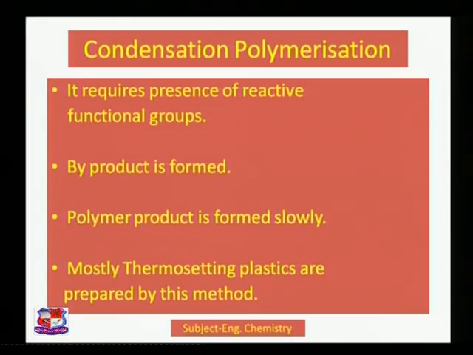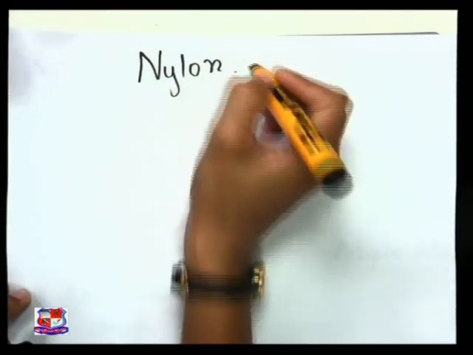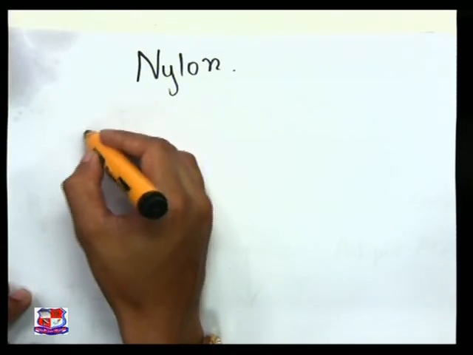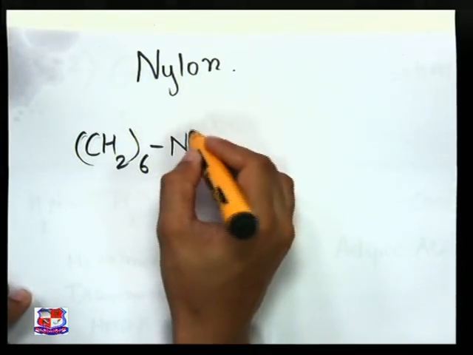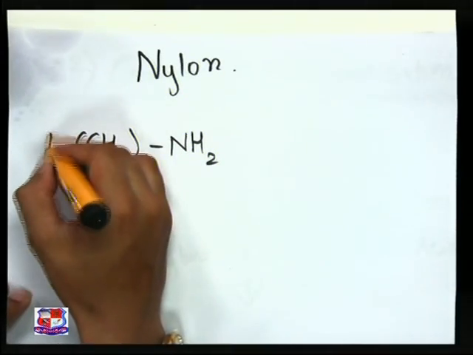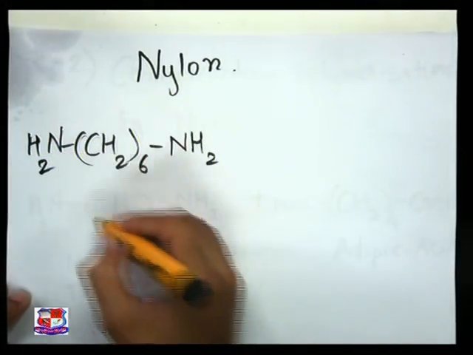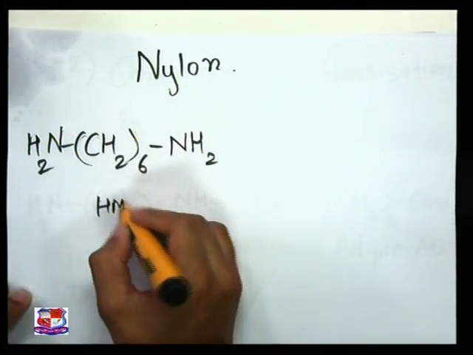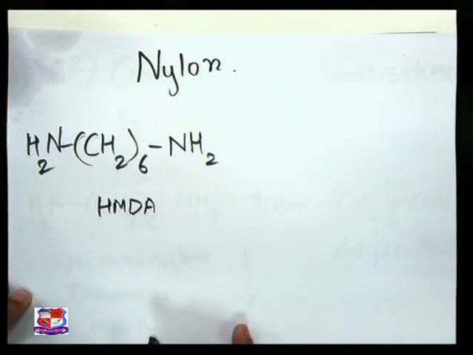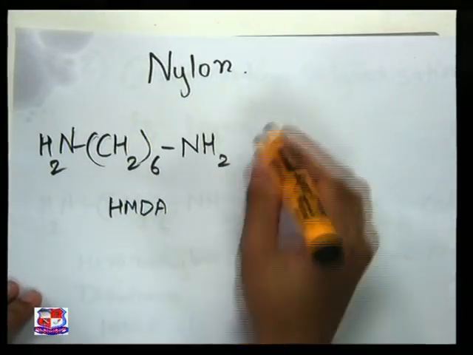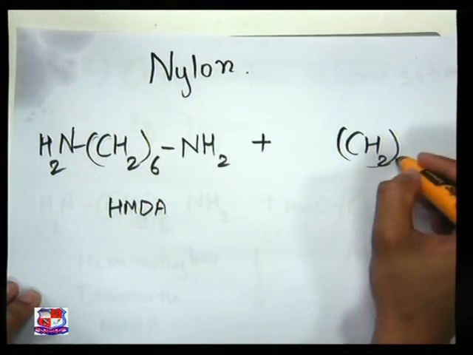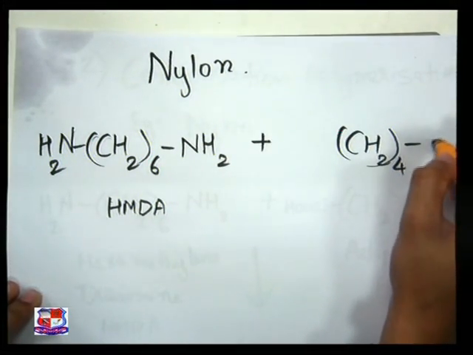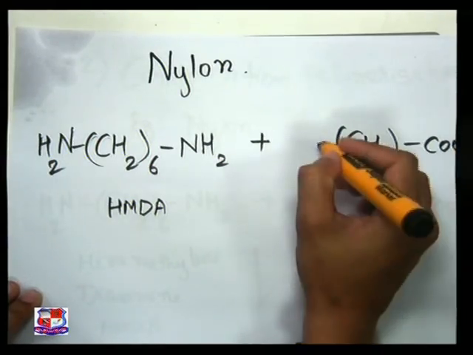Okay, formation of nylon. You can see here very clearly you have one functional group like this, that is hexamethylene diamine. This is HMDA, hexamethylene diamine. Then with this we are going to add another monomer, that is adipic acid. So you can write here adipic acid structure is like this.